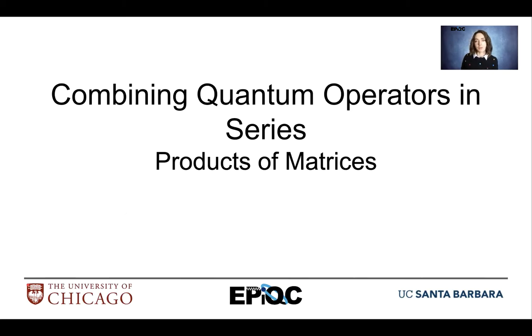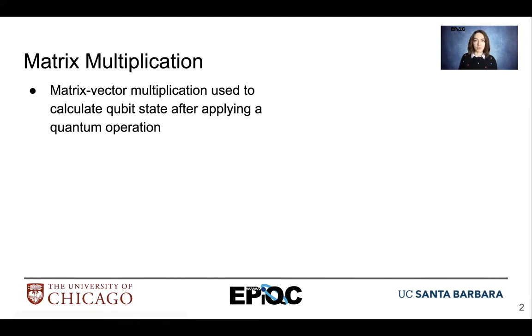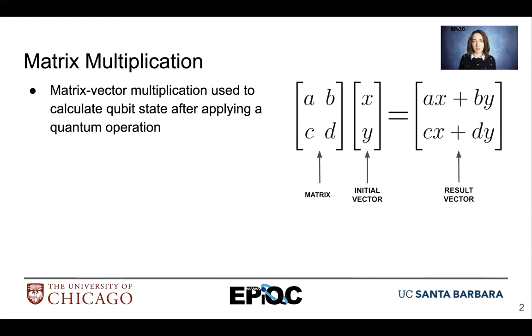In this video, we're going to talk about another technique to combine gates in order to make more complex quantum circuits. When we combine quantum operations in series, we need to do that with a matrix product. Matrix vector multiplication was used to discover what a quantum state would be after it evolves through a quantum operation. So here we have a matrix, an initial vector, and the result vector.